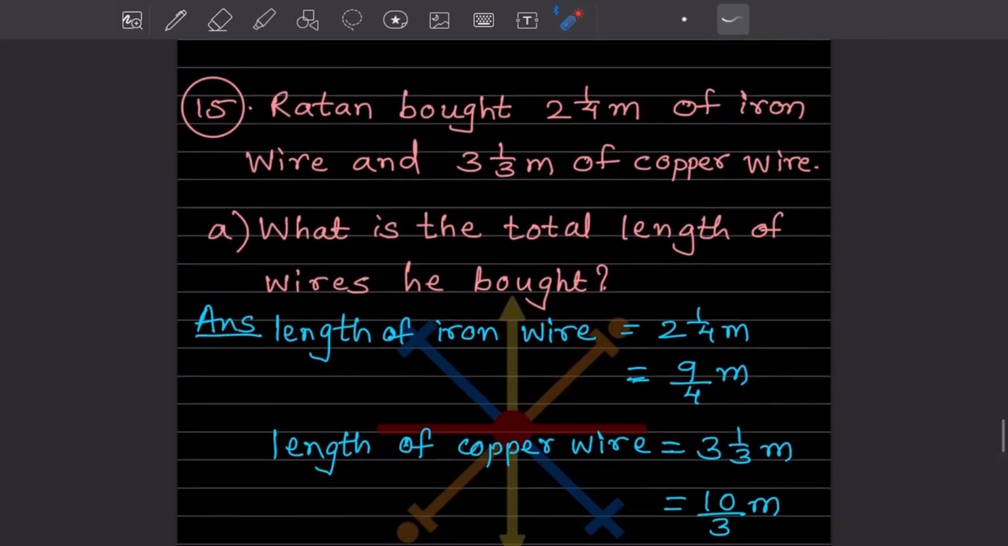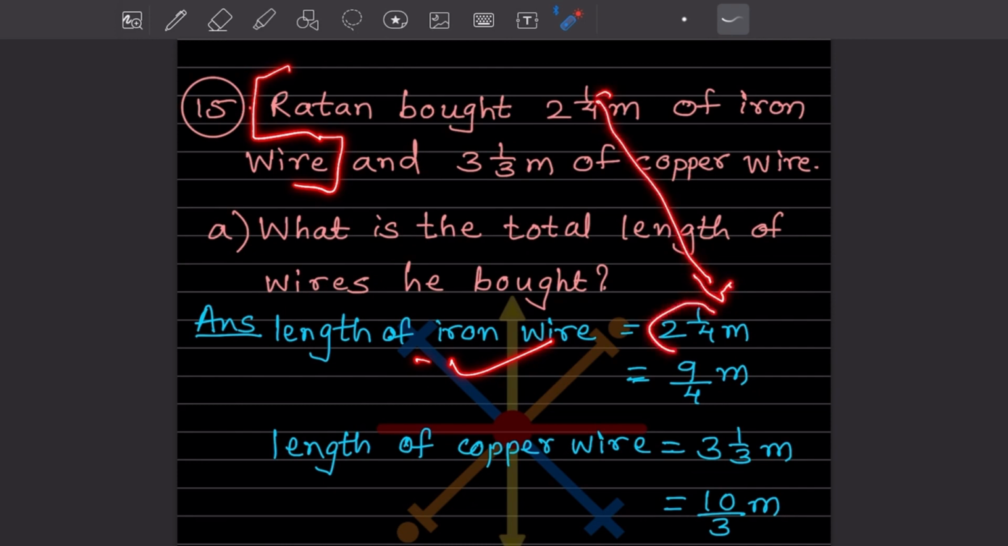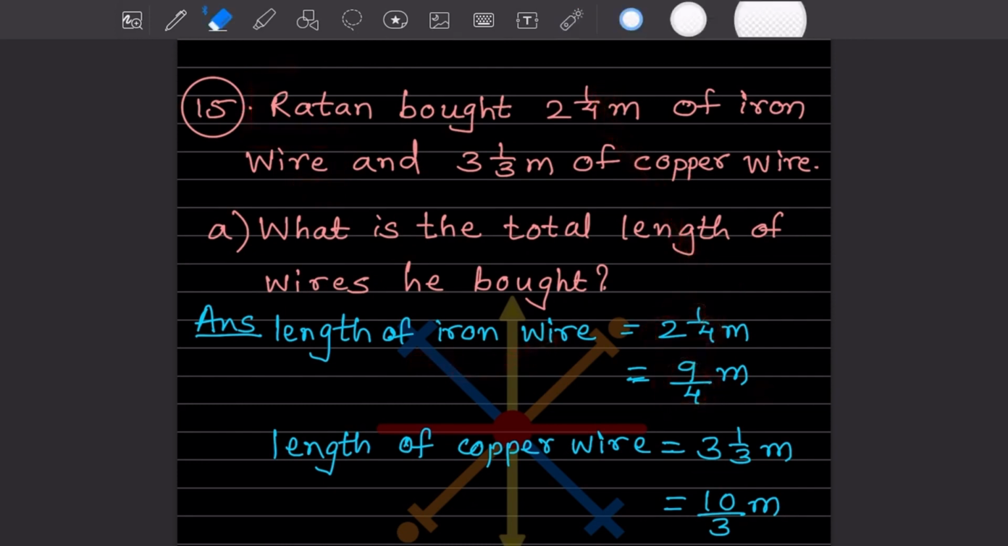Now the next one. Ratan bought 2 1 by 4 meter of iron wire and 3 integers 1 by 3 meter of copper wire. What is the total length of the wires he bought? So now see here, first look at the first part, that is the length of iron wire. It is 2 integers 1 by 4. This is mixed, you will make it improper. Now you know how to make it improper.